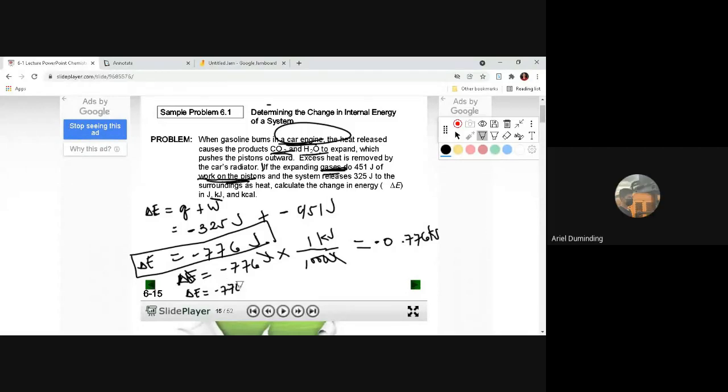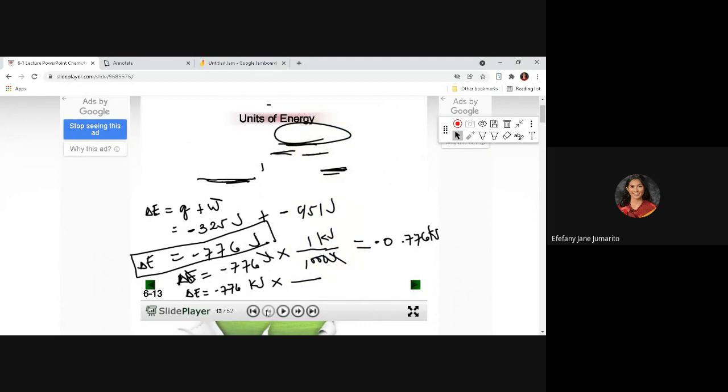Kilocalories. We convert kilojoules to kilocalories. Kilojoules times, okay. Now, let's go back to the units.